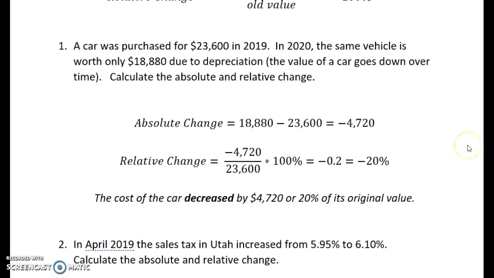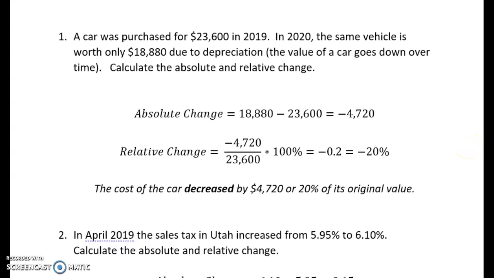All right, here's an example. Number one, a car was purchased for $23,600 in 2019. In 2020, the same vehicle is worth only $18,880 due to depreciation, which means the value of a car goes down over time. Calculate the absolute and relative change.